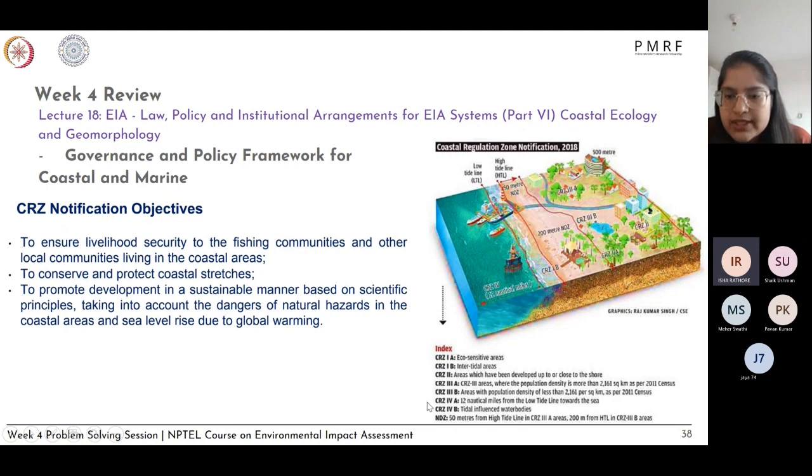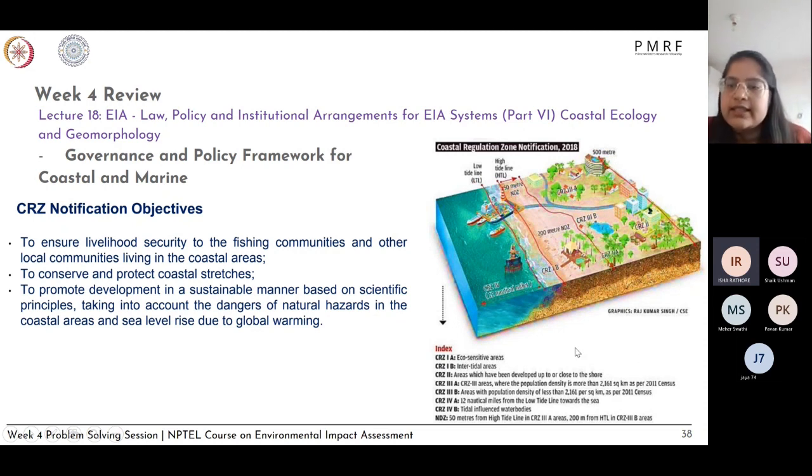And then CRZ4 is again divided into two parts, 4A and B. So 4A is 12 nautical miles from low tide line towards the sea. So this is CRZ4. So this is basically where the shipping activities happen. And then we have the 4B, which is tidal influence water bodies.